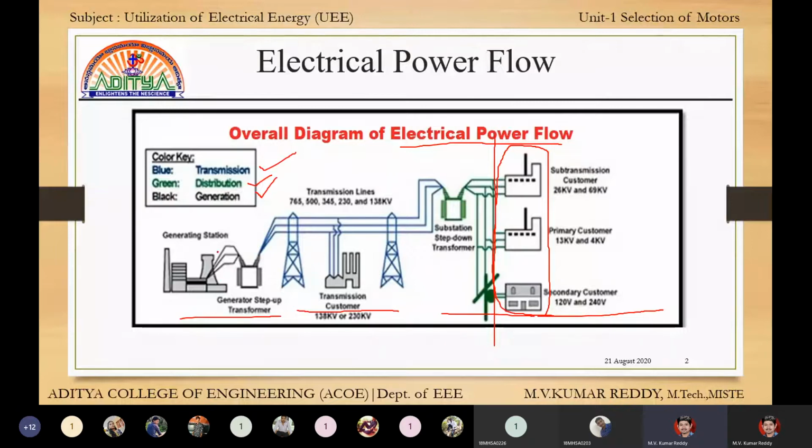That means from generation stations to our street, power will flow. After that, from our street to our house, and we are using that power in different manners, as a fan, as a mixie, as a grinder, TV, etc. The power which is coming to our home, we are utilizing in different manners. Those different manners are called utilization of electrical energy.